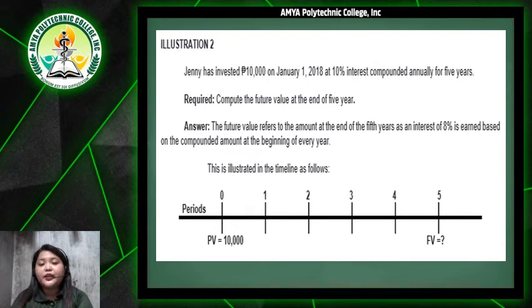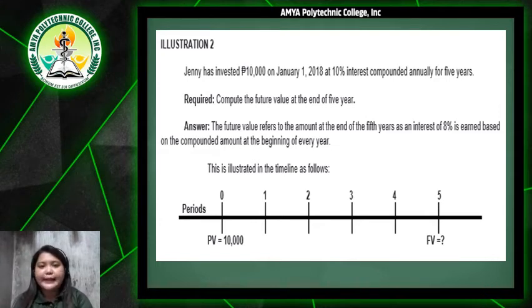So we have here another example. Jenny has invested 10,000 pesos on January 1, 2018 at 10% interest compounded annually for 5 years. You have to compute the future value at the end of the 5 years. The answer here is that the future value refers to the amount at the end of the 5th year, as an interest of 10% is earned based on the compounded amount at the beginning of every year. This is illustrated in the timeline as follows.